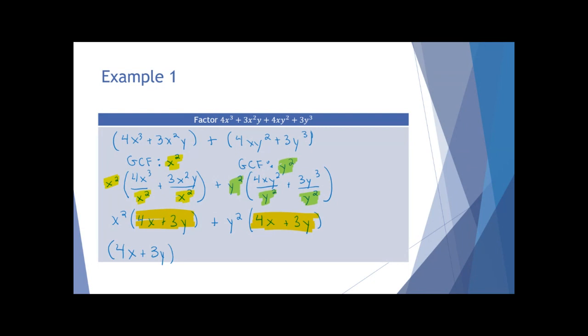So I've got the 4xy, and then your second set of parentheses is what's in front, the x squared plus y squared. And so you end up with 2 binomial factors. The one in front is the thing that matches in parentheses, and then the one in the back is what was in front of each of them. That comes from the greatest common factors.